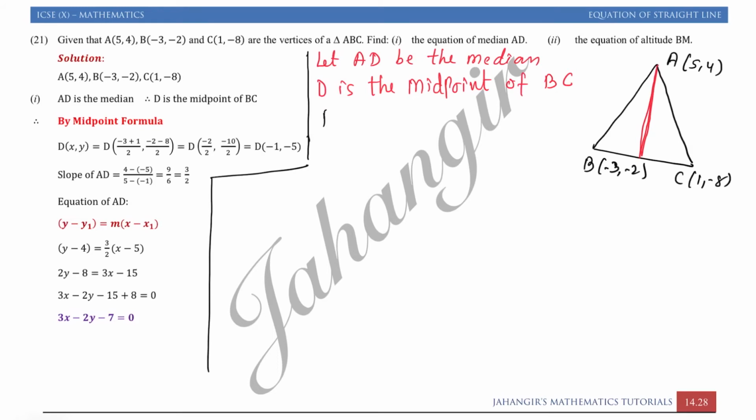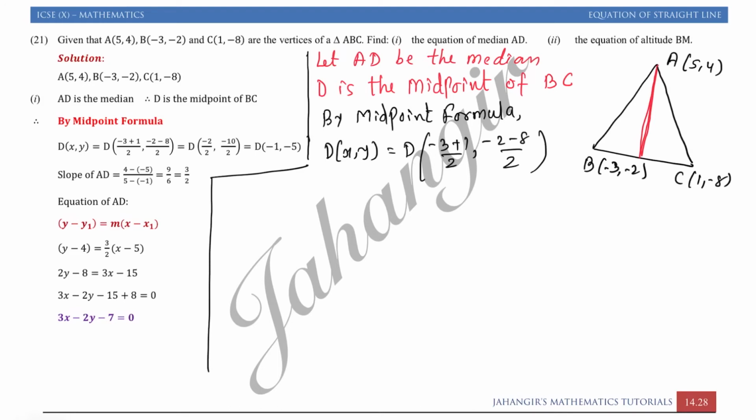By the midpoint formula, the coordinate of D (x, y) can be written as D ((-3 + 1)/2, (-2 - 8)/2). So D is (-2/2, -10/2), that is D (-1, -5). We get the coordinate of D.